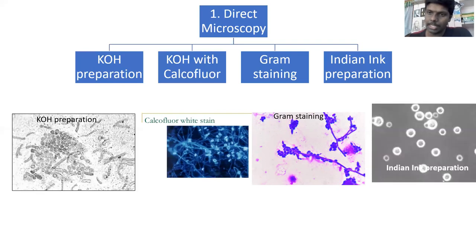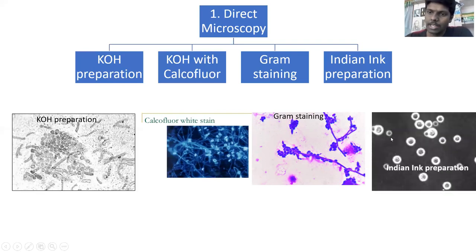I will show you the image. This is Cryptococcus neoformans. This fungus has a capsule. Can you see this bright halo around the yeast cell? This is the capsule, and it is visualized by staining the background. The black background color is given by Indian ink. So these are called negative stains.